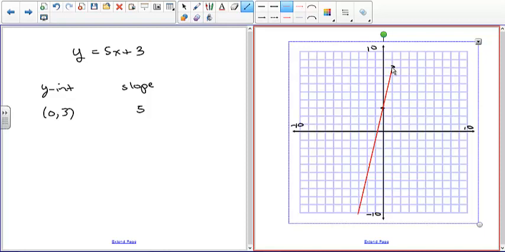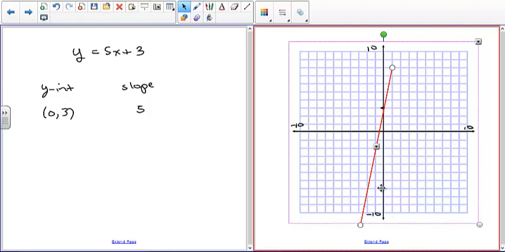And sometimes you can get thrown off. Sometimes it's better to have 3 points. So just to show you this, if you go to the right, you go over 1, up 5. If you go the other direction, you go 1 left, down 5. So 1, 2, 3, 4, 5. So you can see that I've not drawn it quite right. So that would be the line, and then you can extend it out like that. So that would be one way of doing it.